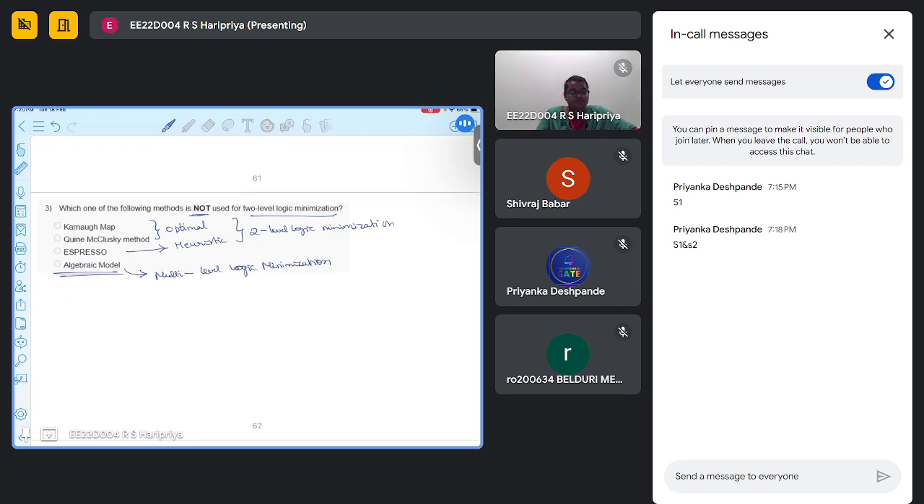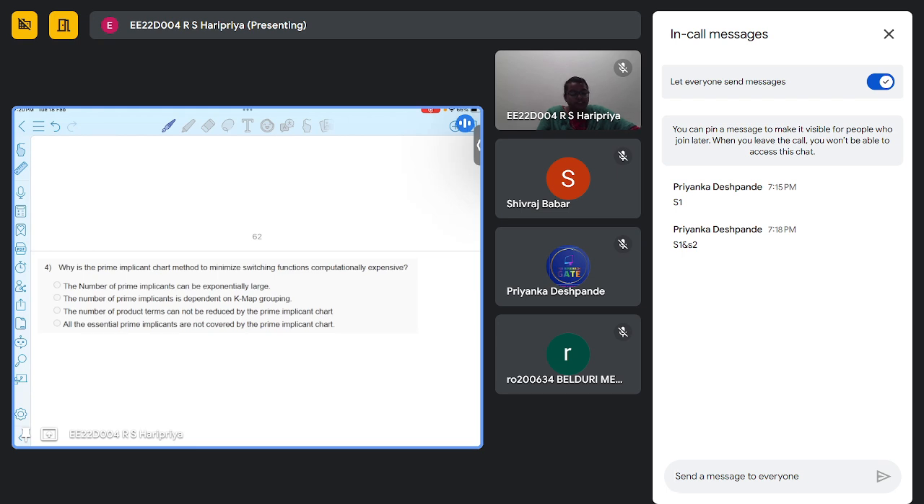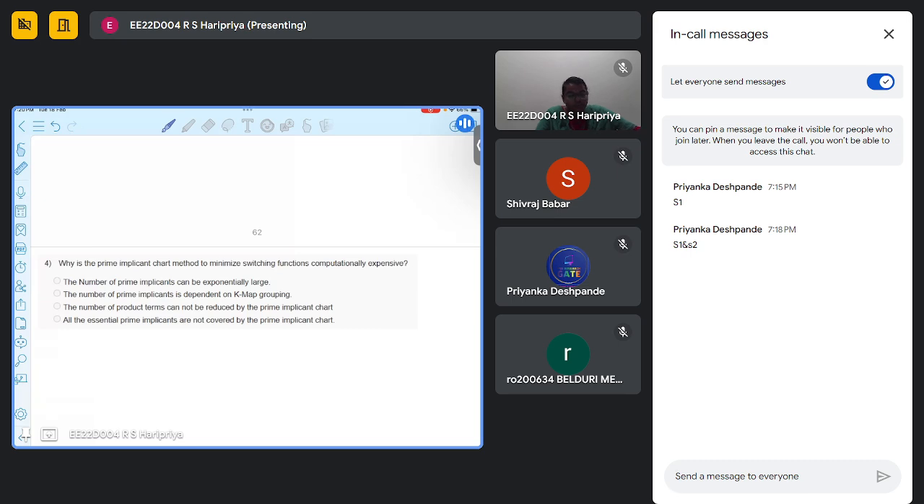Okay, going to the next question. Why is the prime implicant chart method to minimize switching functions computationally expensive? Because the number of prime implicants can grow exponentially large. And prime implicants are dependent on K-map grouping. The number of product terms cannot be reduced by the prime implicant chart? We can reduce it, but computationally it takes a large time. All essential prime implicants are not covered by the prime implicant chart? This is also not true.